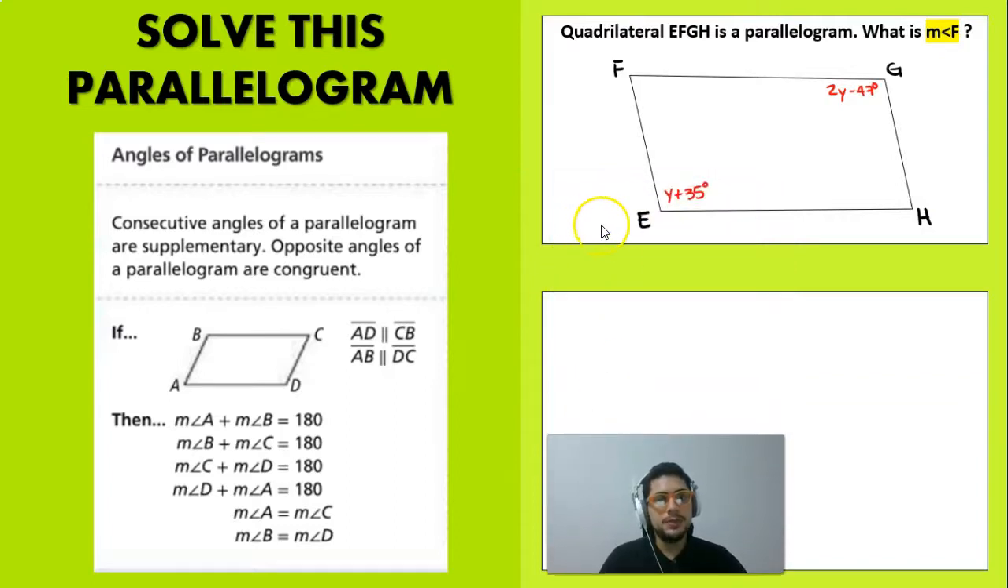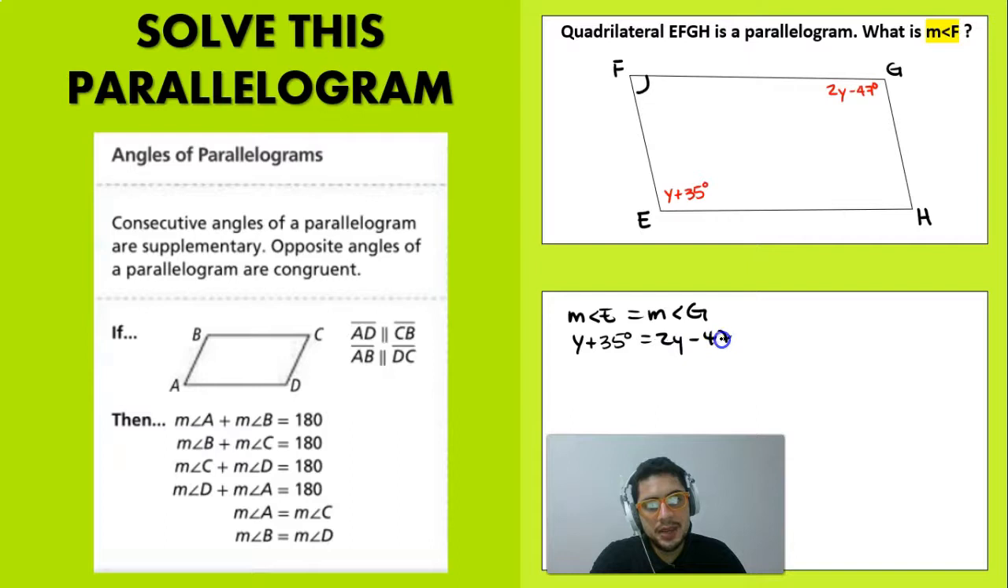So the first problem says that quadrilateral EFGH is a parallelogram, and then we're being asked what is the measurement of angle F. So we're being asked about this angle. Now, we do know that E and G are going to be congruent. So we know that measurement of angle E is equal to the measurement of angle G. The measurement of angle E is y plus 35 degrees, and the measurement of angle G is 2y minus 47 degrees. Because they are opposite, they are the same.